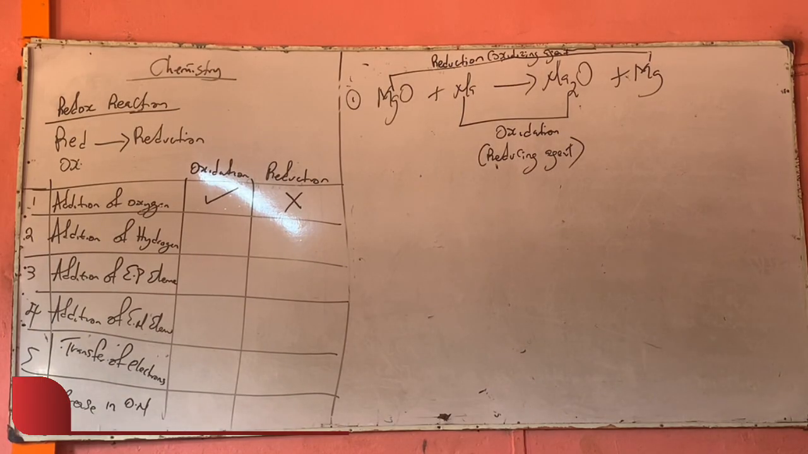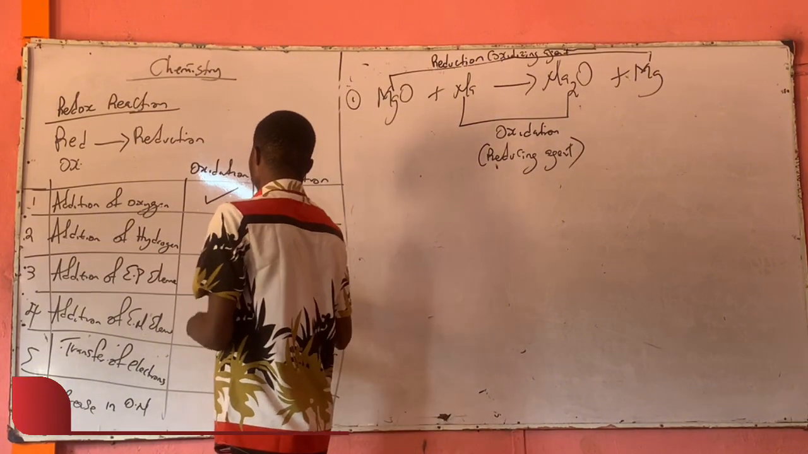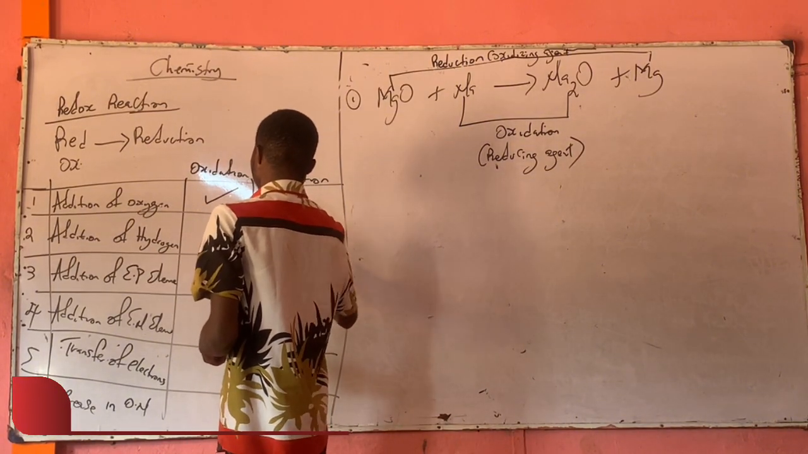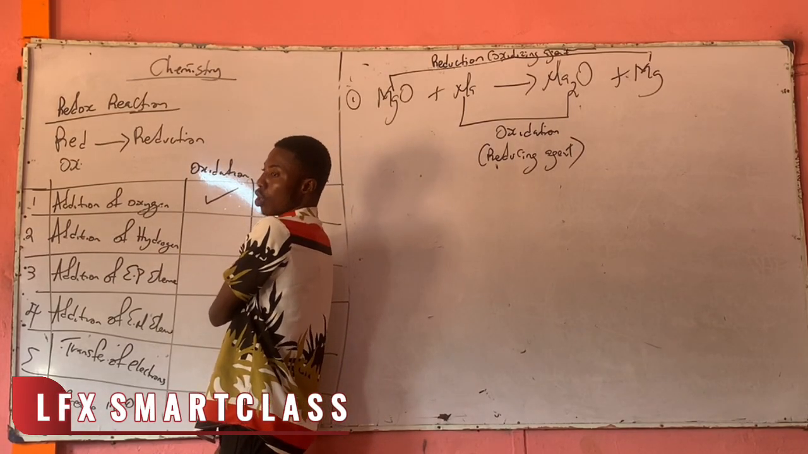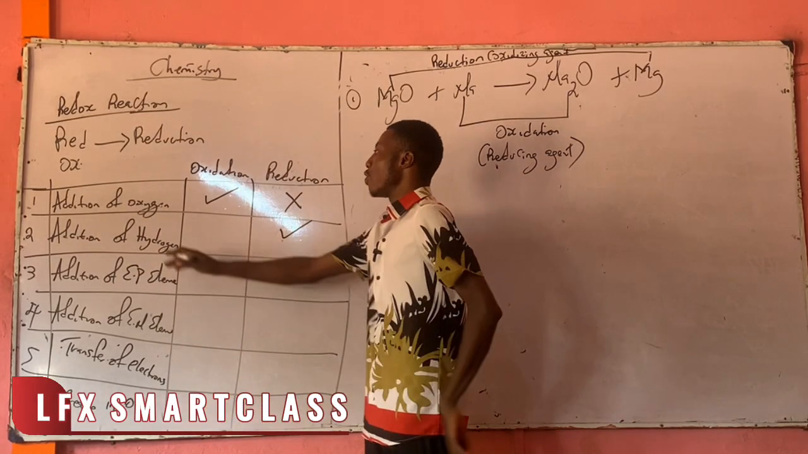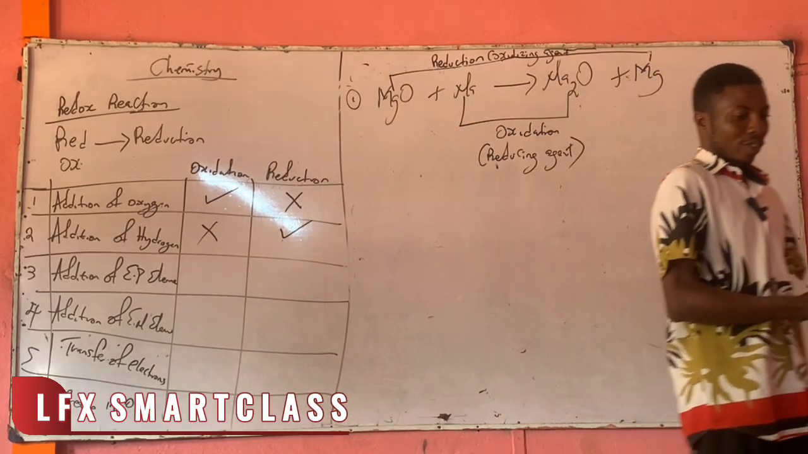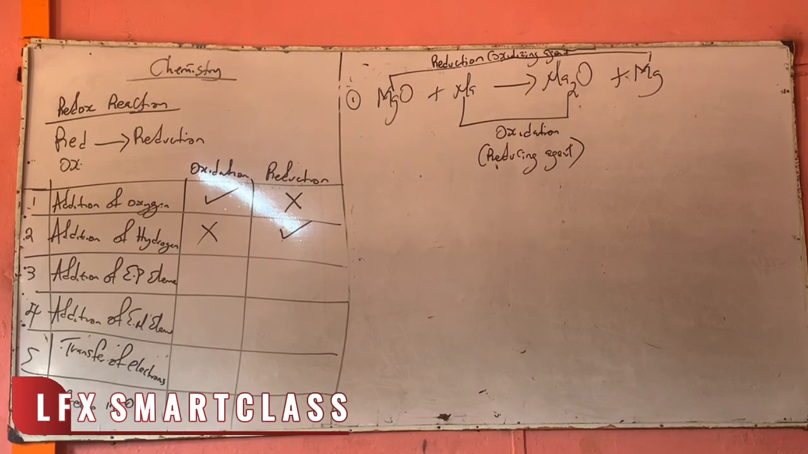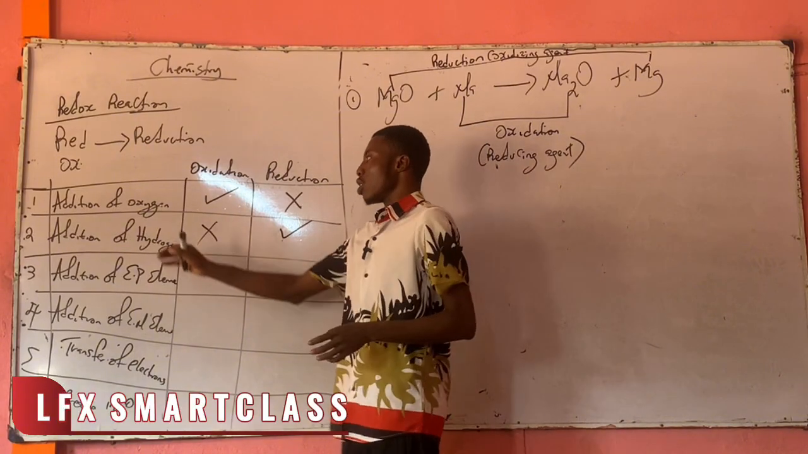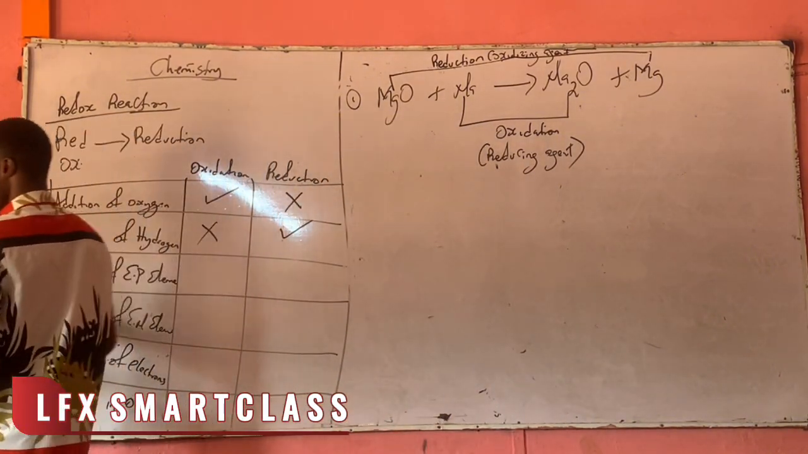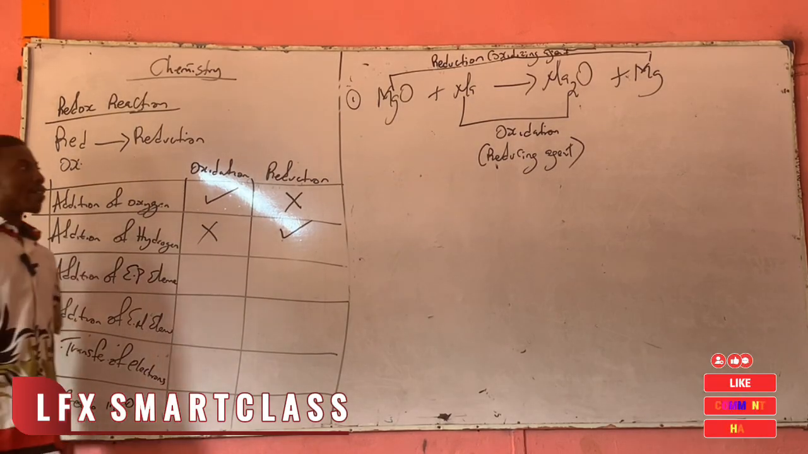Now, let's go to addition of hydrogen. Addition of hydrogen is reduction. Whenever you add hydrogen, it comes to reduction. But if you remove hydrogen, oxidation. Addition of hydrogen is reduction. Removal of hydrogen is oxidation. You can be writing it somewhere so that you can get across that.